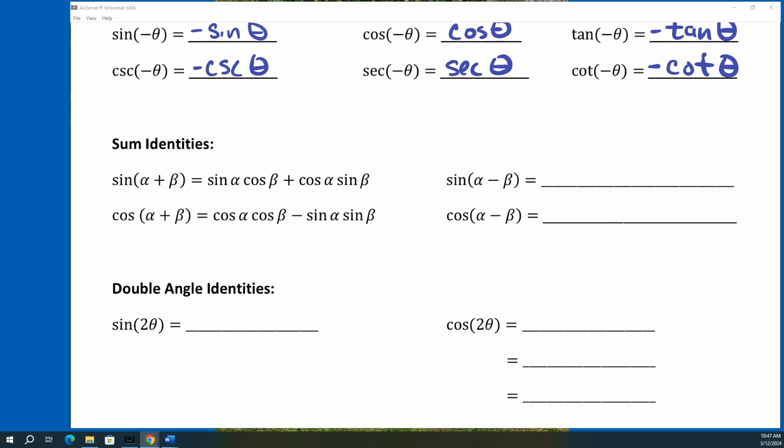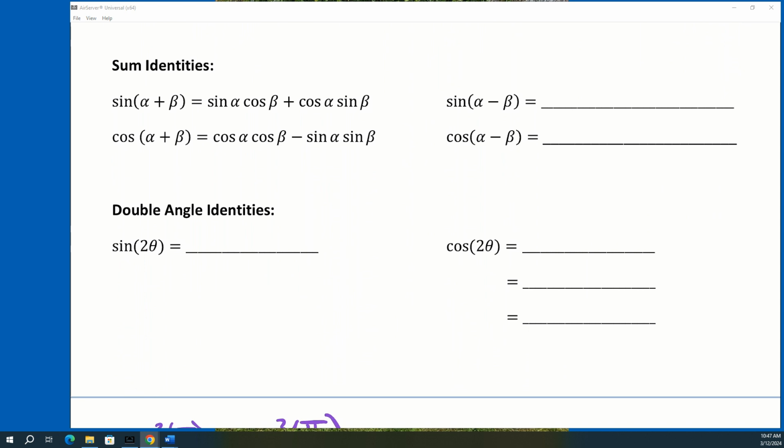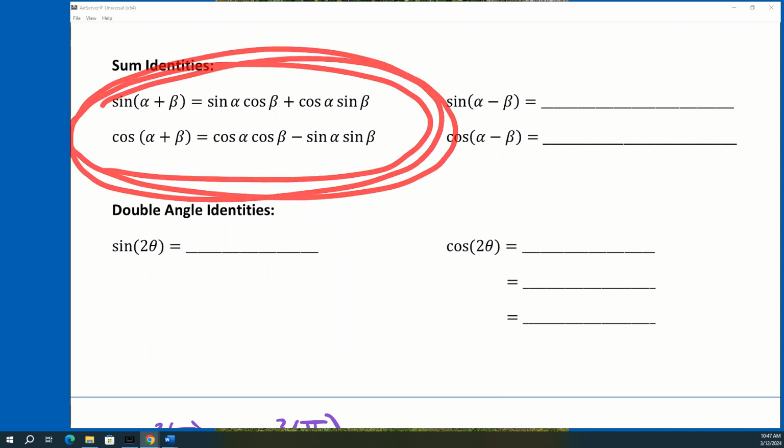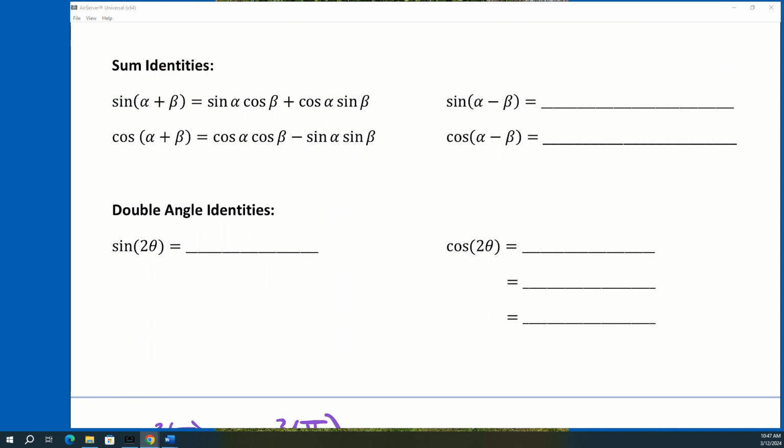Okay, so let's talk about these sum identities. These are two that you're just straight up going to have to memorize. Now, someone in my last class was really concerned about the alpha and beta. Don't be. They're just Greek letters. It's just like having X and Y. They're just Greek letters, like having A and B.